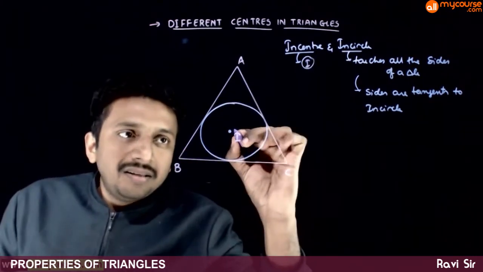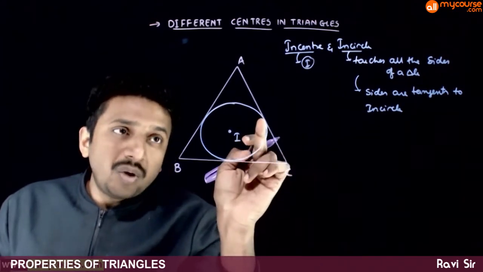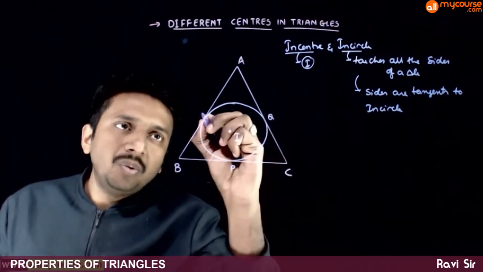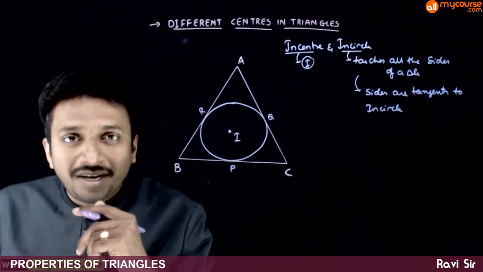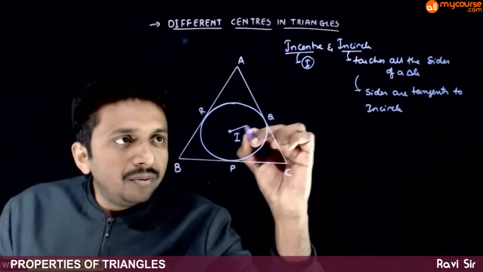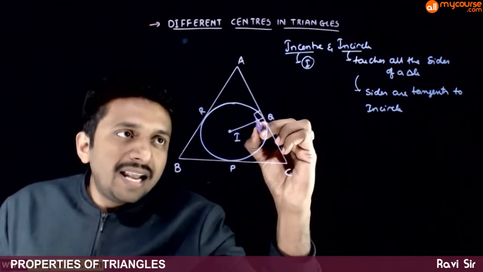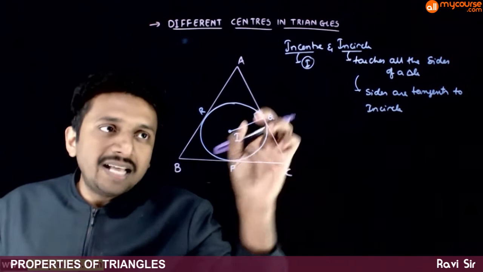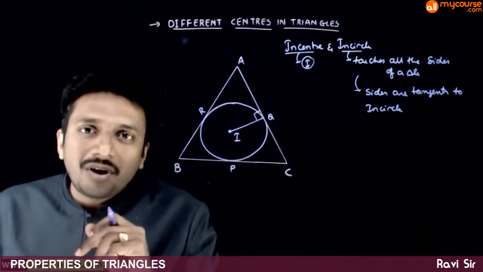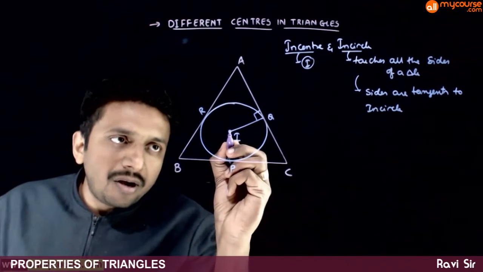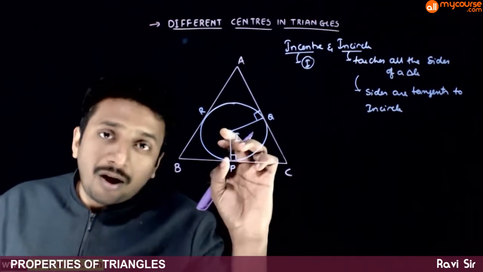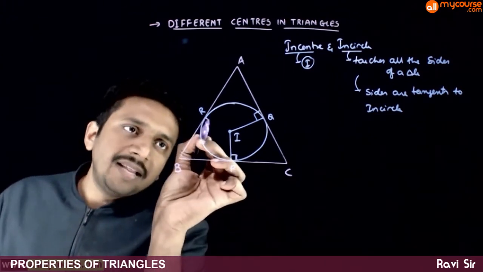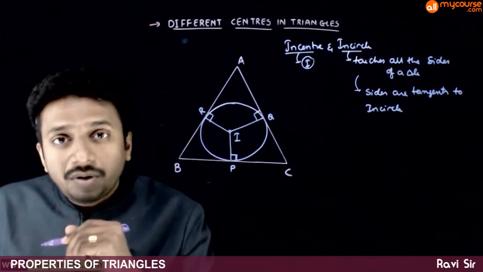Now, as you can see, let the points where the incircle touches the three sides be P, Q and R, the points of contact. Now, if I join IQ, do you see that this angle has to be 90 degrees? Why? Because the angle between the tangent and the radius at the point of contact is 90 degrees. So if I join IP, the point of contact, this angle will also be equal to 90 degrees, and this angle will also be equal to 90 degrees.